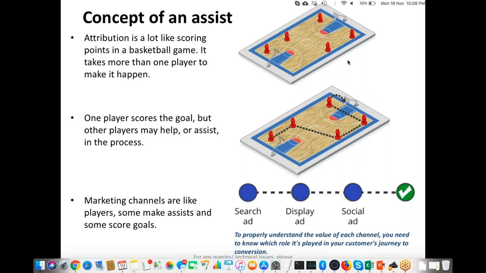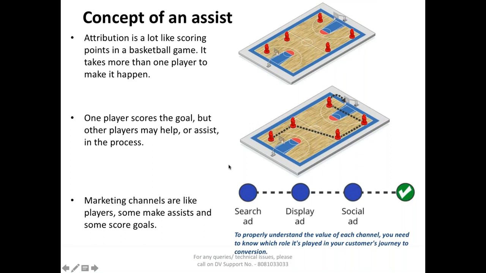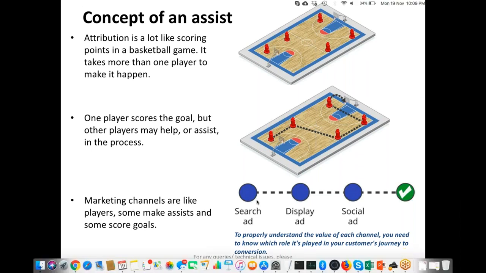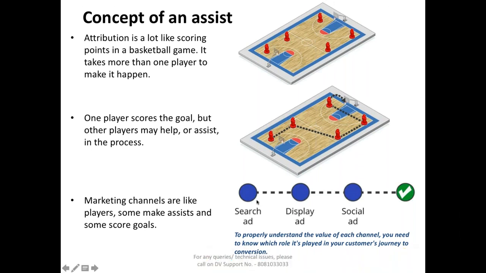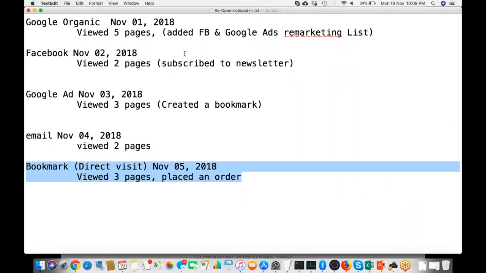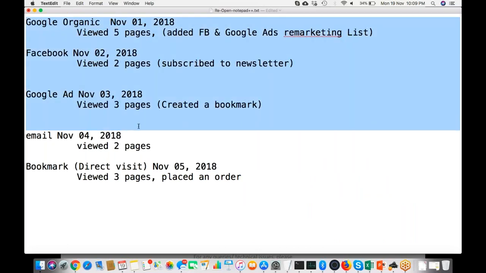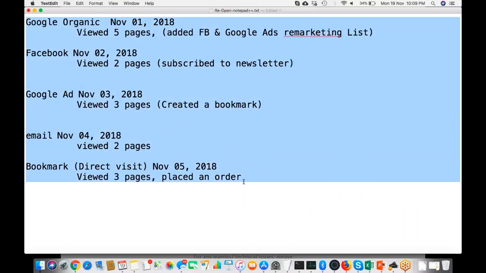So marketing channels are like players, okay? Some make assists and some score goals, okay? And to properly understand the value of each channel, you need to know which role it has played in your customer's journey to conversion, okay? That is what we will be seeing. So are we clear that if someone tells you, I don't see enough conversions from Facebook, so stop wasting money on Facebook, now tell me, will you do that? After understanding this, will you say, yes, we are losing a lot of money on Facebook unnecessarily?